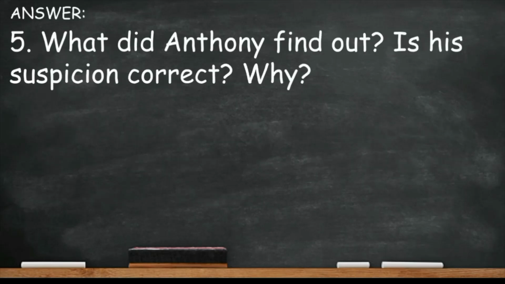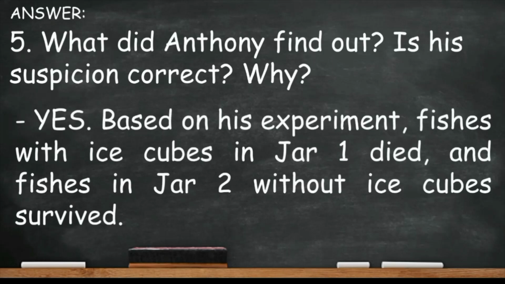Number 5. What did Anthony find out? Is his suspicion correct, and why? The answer is yes. Based on his experiment, fishes with ice cubes in jar 1 died, and fishes in jar 2 without ice cubes survived.